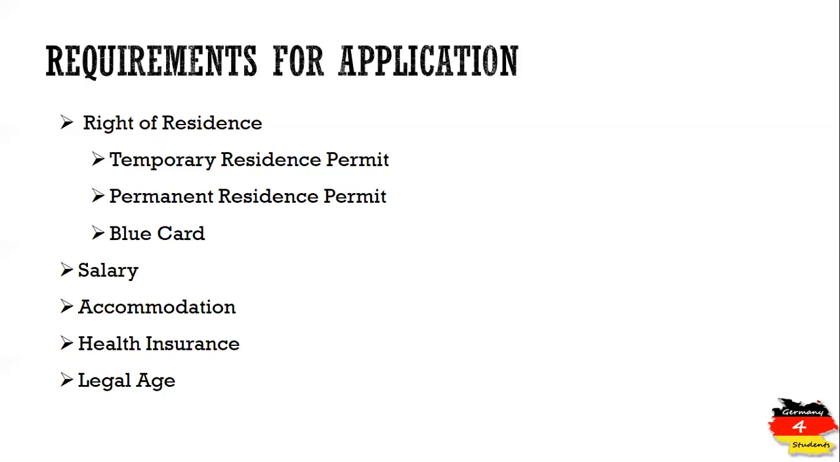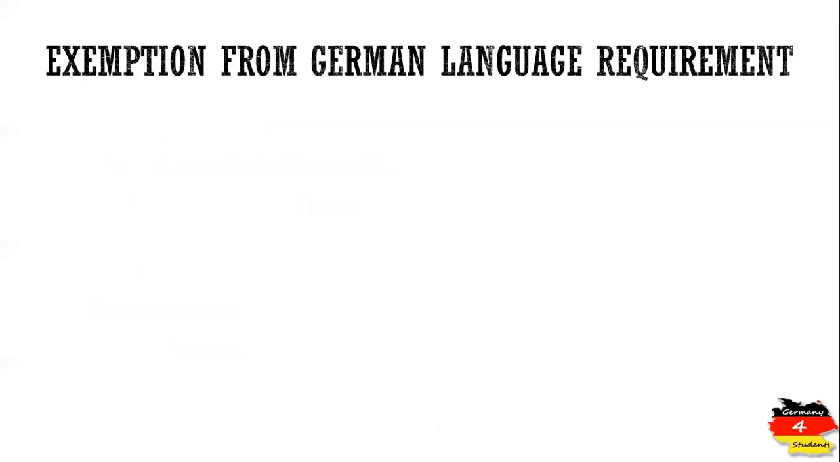The legal age is also one of the requirements: the spouse who is joining you, or who will apply for a family reunion visa, must be at least 18 years of age and have basic knowledge of the German language, which can be proven through an A1 level German language certificate. However, in the next section, we will see there are a few exceptions. There are people who are exempted from this German language requirement, and we will see who these people are.